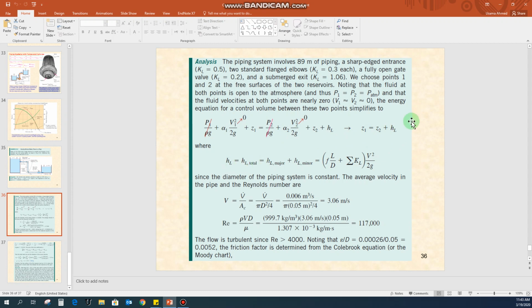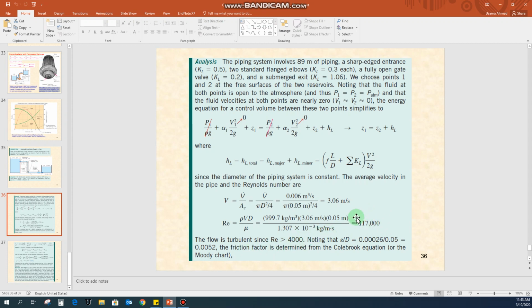Now for HL, you have to consider the major and the minor head losses, HL major and HL minor, and this is the complete equation for them. Now how can you calculate the value for the friction factor? You need the Reynolds number, which is rho u d divided by mu. Velocity can be calculated as the volumetric flow rate divided by cross-sectional area, which gives the average velocity. You put in the density, velocity, diameter and viscosity, and the value you get is 117,000, which lies in the range for turbulent flow.